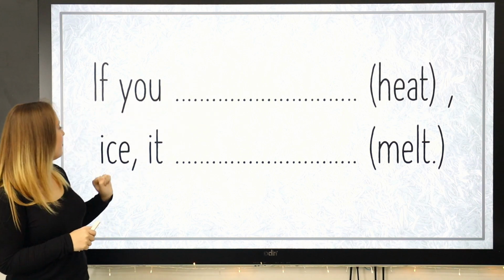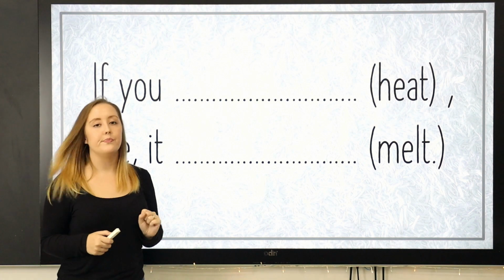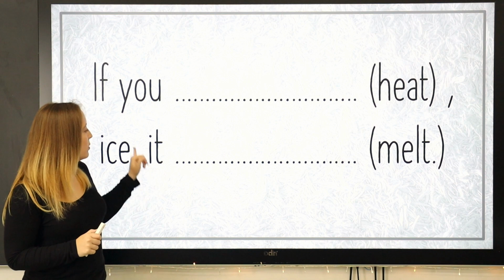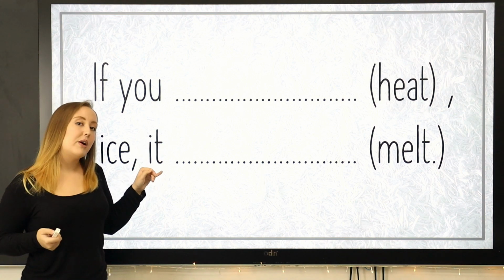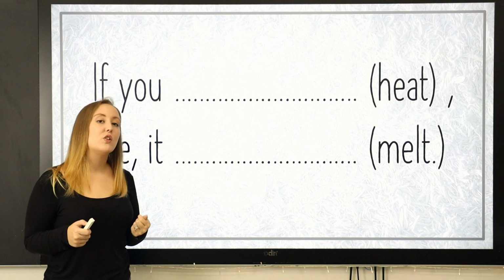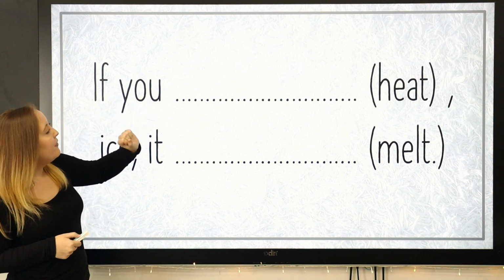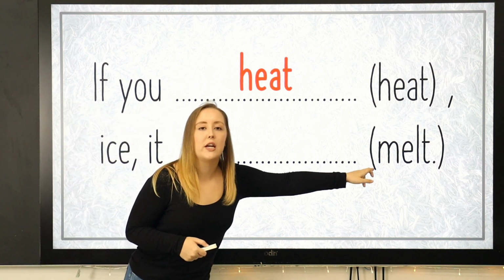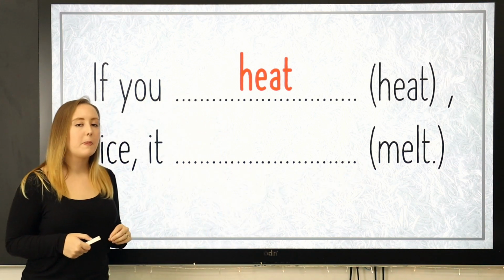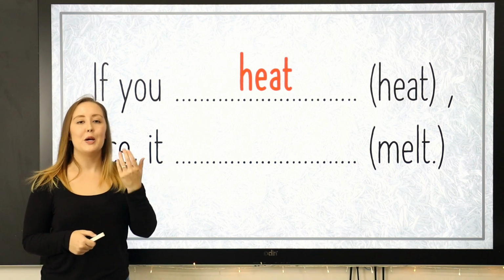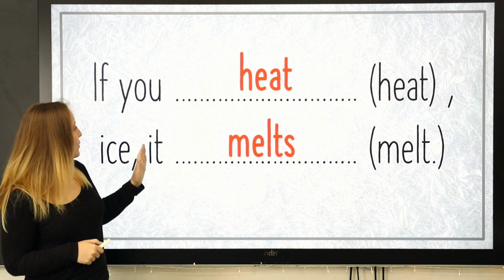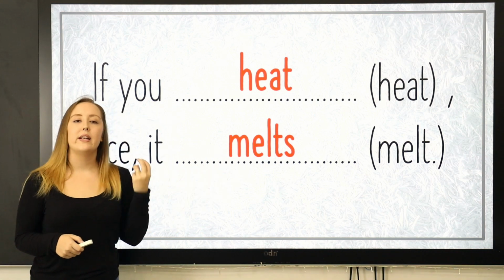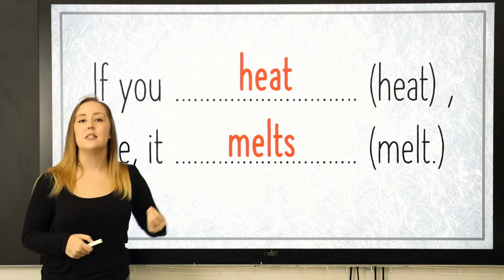If you ice, it okay? So this one is a little bit more difficult because we have the personal pronoun of it. And in the present simple, we know that we have to change the form of the verb. So if you heat ice, it. How do we change this word to make it present simple with the personal pronoun it? Great, we have to add s. So we would say, if you heat ice, it melts. Again, this is 100% true. We know this is the outcome.